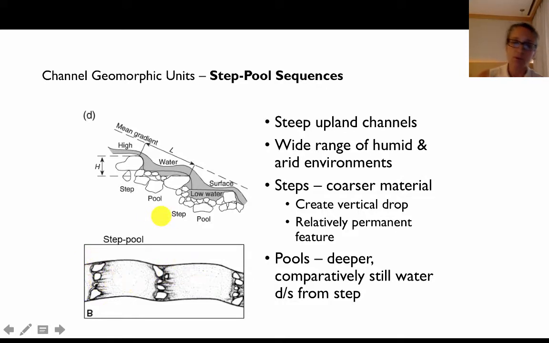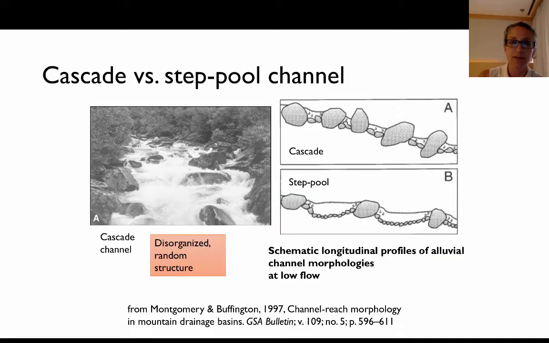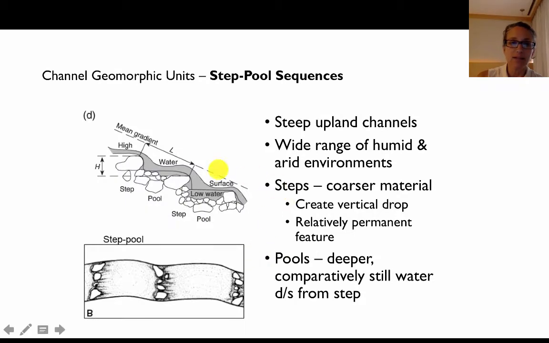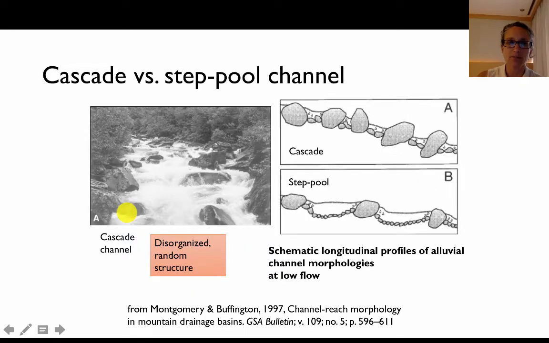So the steps, coarser material, they can create a vertical drop. They tend to be pretty permanent features. So they aren't reworked necessarily in really high flows unless it's an extreme flood. And then the pools tend to be deeper with more quiescent flow, so lower velocity and downstream from the step. And again, these can be very important for habitat, for diversity of habitat as well.